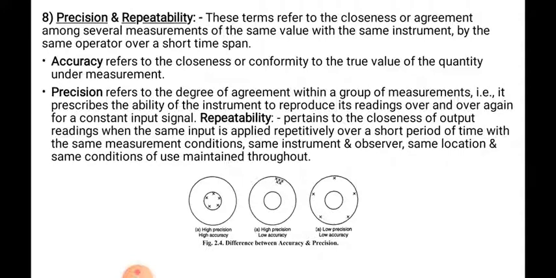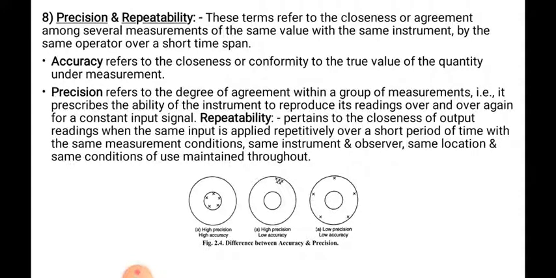Okay, then precision refers to the degree of agreement within a group of measurements. The degree of agreement means what? The instrument is giving the same reading, not necessarily closest to the true value, but it is giving it repeatedly. So it describes the ability of the instrument to reproduce its reading over and over again for a constant input signal. Means repeatedly it is giving the same reading.